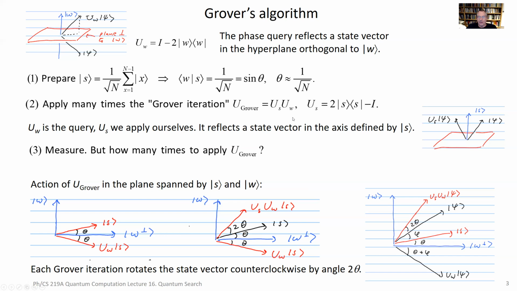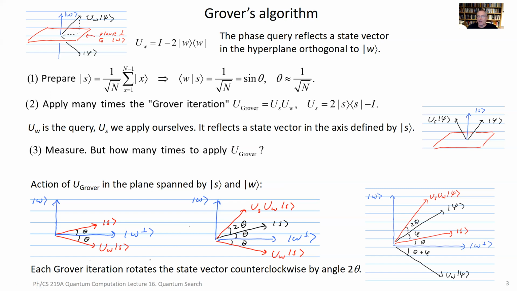Okay, so what happens when we first do UW and then do US? That's this Grover unitary, the Grover iteration. And so, well, we start out with the state S. So come down and look at my picture here. We start out with the state S. And then what UW does, remember, is it reflects in that hyperplane orthogonal to W.